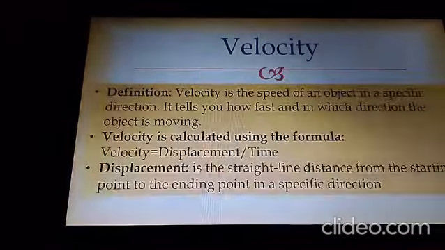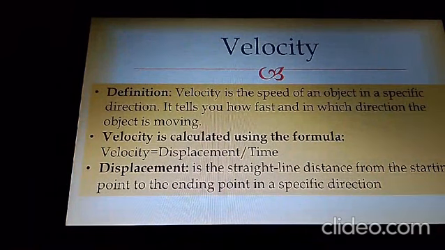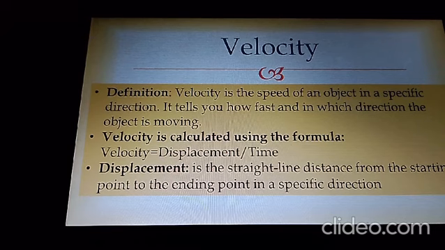Here is the velocity. Velocity is the speed of an object in a specific direction. Identify the difference: in a specific direction. It tells you how fast and in which direction the object is moving, and you can calculate the velocity by using this formula: displacement over time.